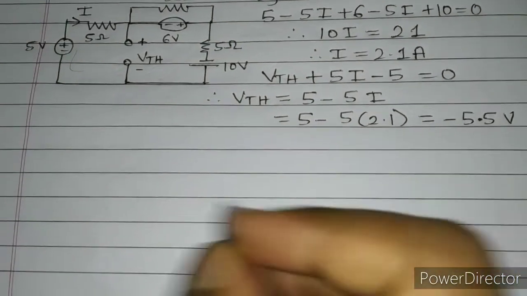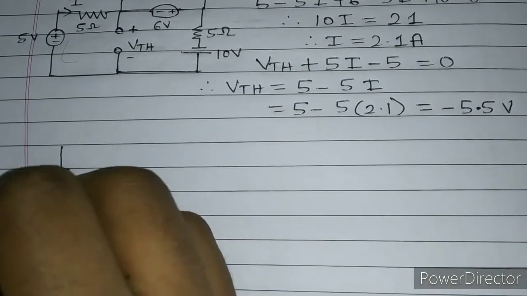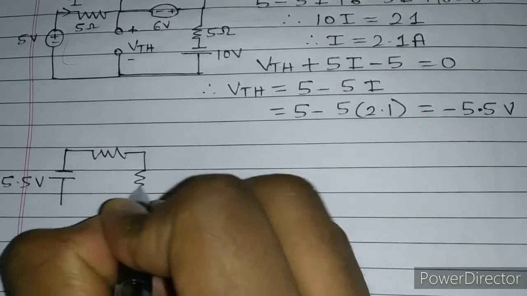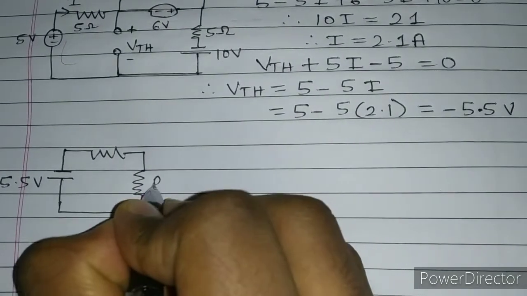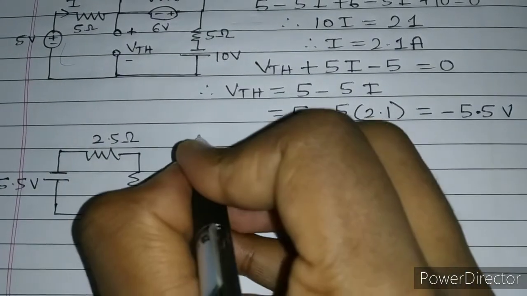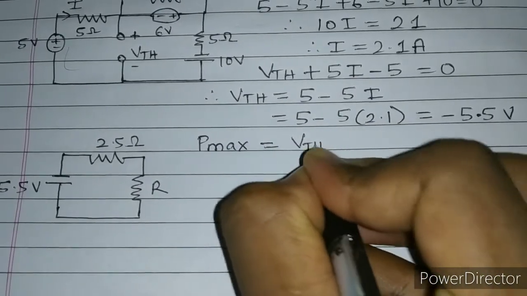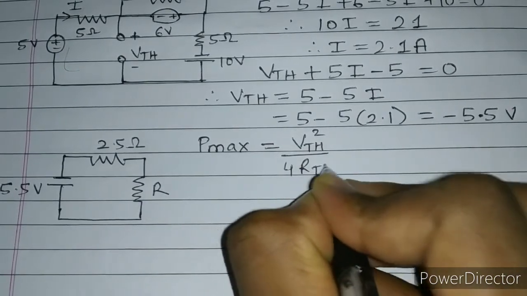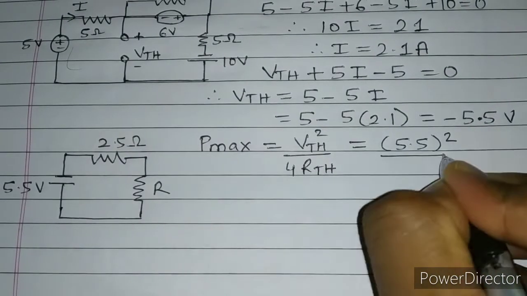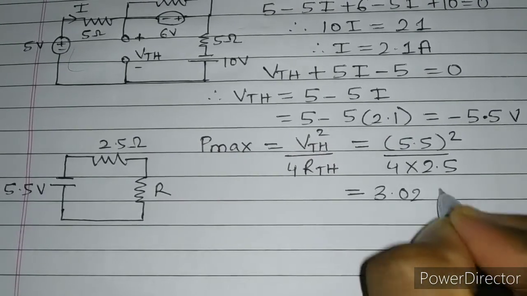Now the Thevenin circuit can be drawn as shown, with 5.5 volt source having the polarity as shown, which is in series with RTH, that is 2.5 ohms, and in series with the load resistor R. We know that for maximum power transfer, Pmax equal to VTH square upon 4 RTH, which is equal to 5.5 the whole square divided by 4 into 2.5, which turns out to be 3.025 watts.